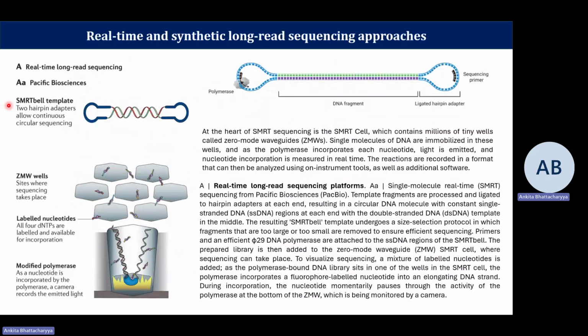Real-time long-read sequencing is carried out by Pacific Biosciences, for example. This is the SMRTbell template. If you remember, its unique architecture is what gives it an edge. You have these double-stranded hybridized regions, and along with that, you have hairpin loops towards the end, which is where your sequencing primer binds and from where polymerization can take place. These are also called ZMWs, zero mode waveguide wells, where sequencing takes place. All four dNTPs are available for incorporation, and as a nucleotide gets incorporated, light is emitted and recorded.